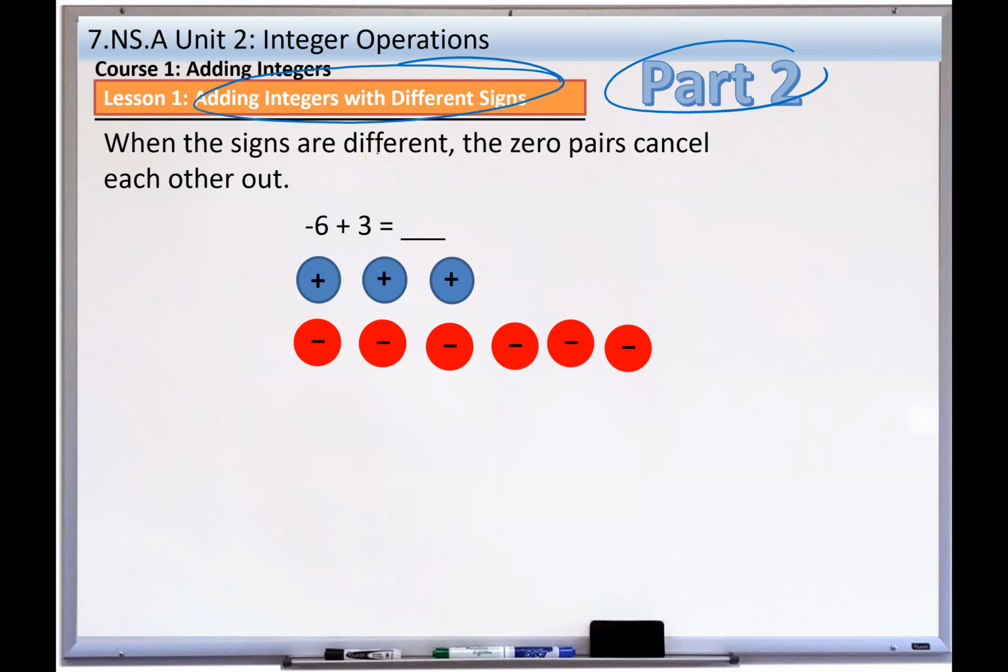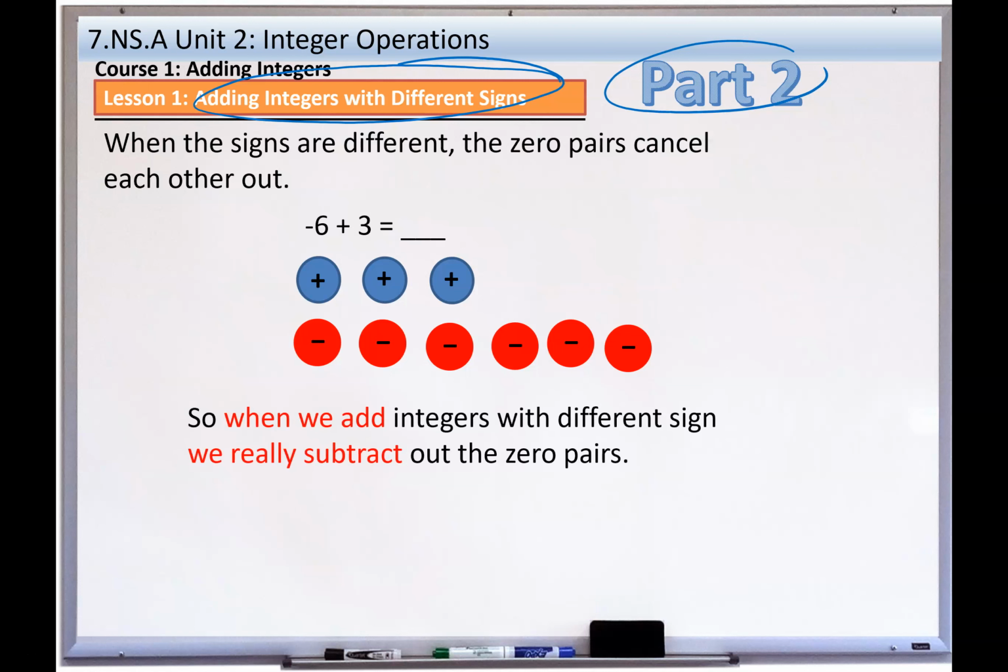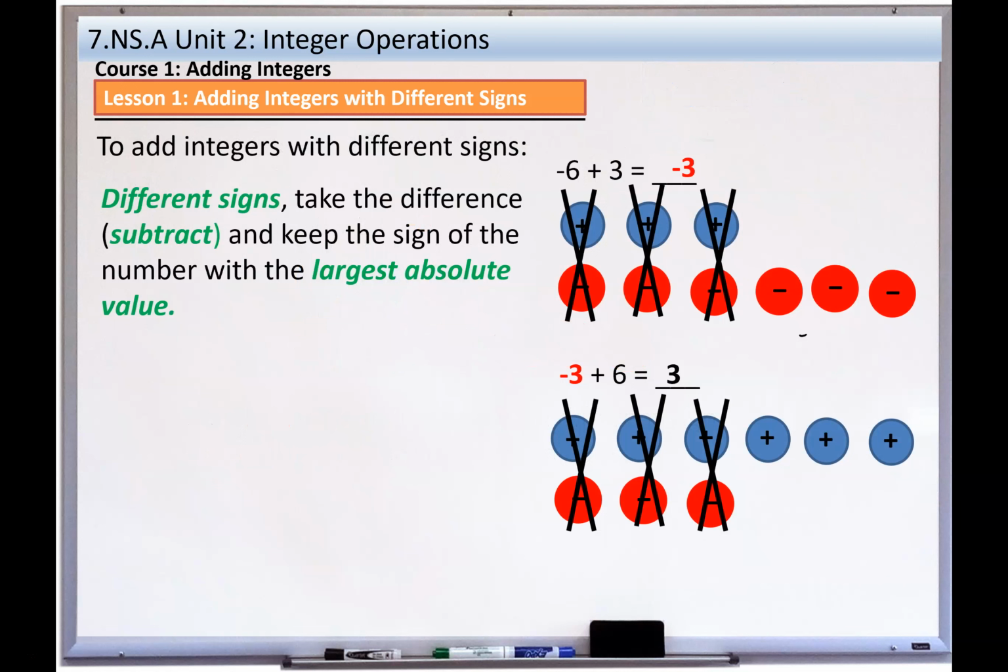So before we left off, we wanted to come up with a rule to help us add integers with different signs. We noticed a pattern: when the signs are different, the zero pairs actually cancel out. In other words, when we add integers, we're actually subtracting zero pairs. So our general rule is, if we have different signs, we take the difference, which means subtract, and we keep the sign of the number with the largest absolute value.